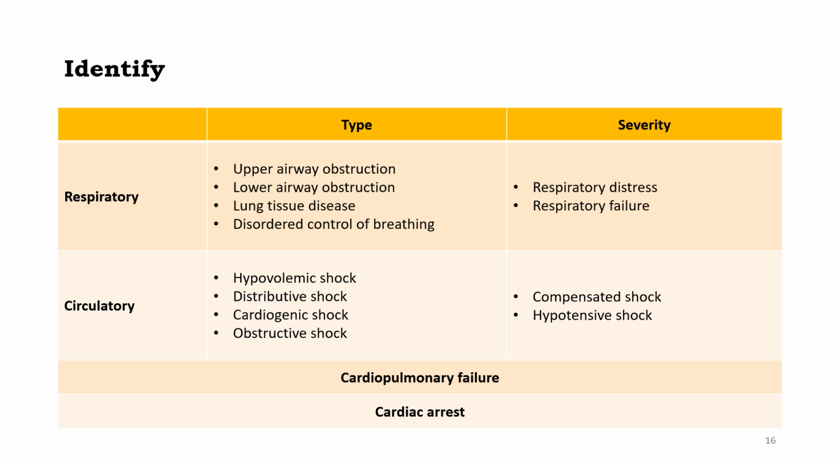So what are the two broad categories of problems that we can face? Respiratory and circulatory. Within respiratory is what we'll be focusing on in this presentation. So you have an upper airway obstruction, lower airway obstruction, lung disease, or disordered control of breathing. These are the types of respiratory problems, and we'll be looking at them in more detail in the next slide. And the severity, is it distress or is it failure?